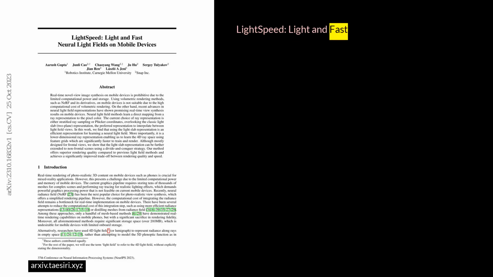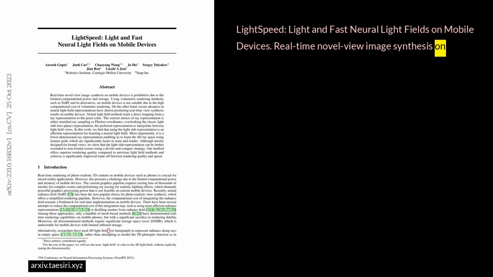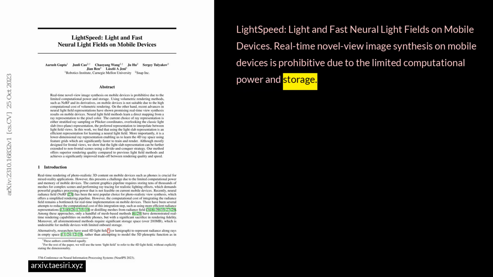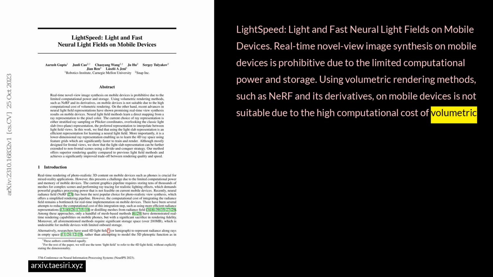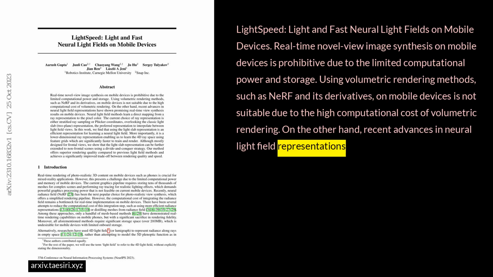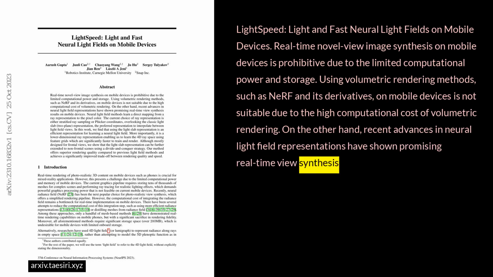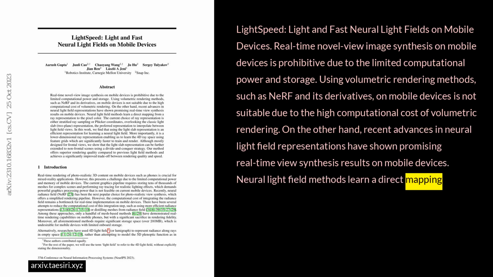LightSpeed, light and fast neural light fields on mobile devices. Real-time novel view image synthesis on mobile devices is prohibitive due to the limited computational power and storage. Using volumetric rendering methods, such as NeRF and its derivatives, on mobile devices is not suitable due to the high computational cost of volumetric rendering. On the other hand, recent advances in neural light field representations have shown promising real-time view synthesis results on mobile devices. Neural light field methods learn a direct mapping from a ray representation to the pixel color.